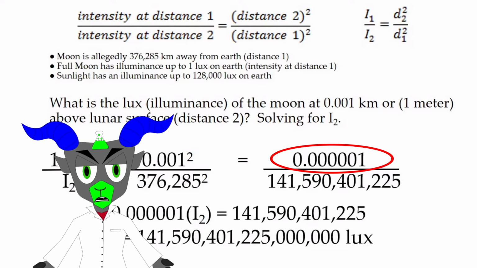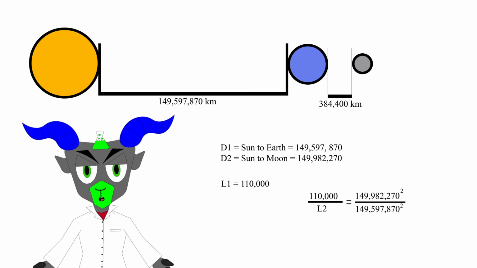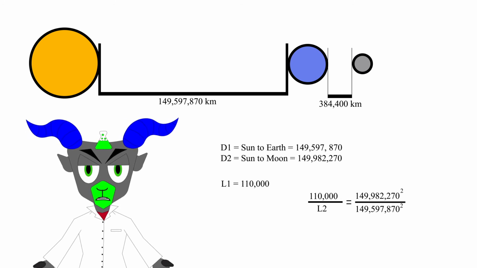Now, if we wanted to actually find out how bright it is on the moon's surface, we would do it like this. So we have the sun, the earth, and the moon. This is the average distance between them. During a full moon, it is on the opposite side of the earth as the sun.